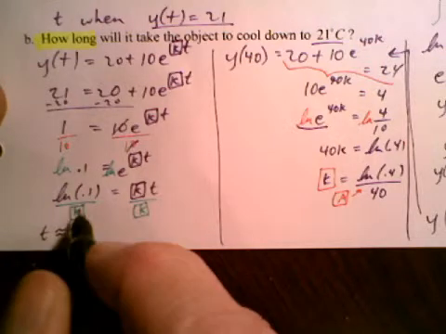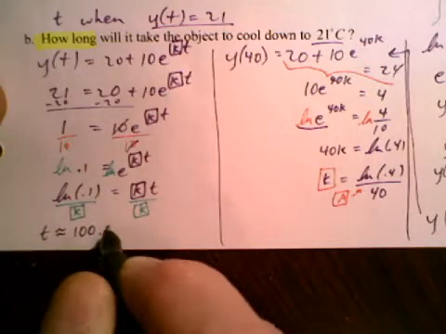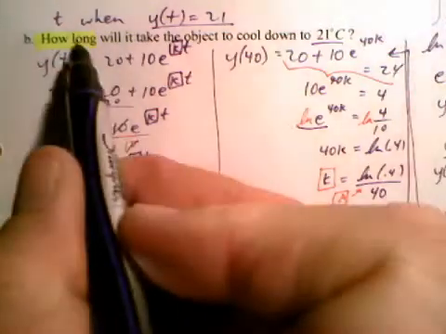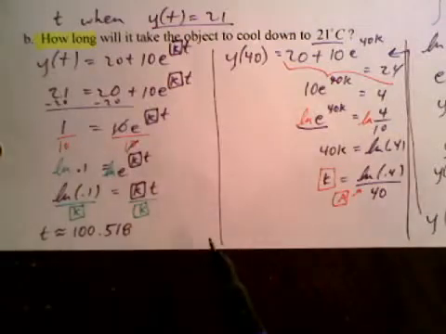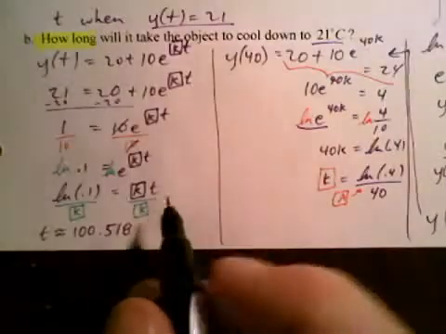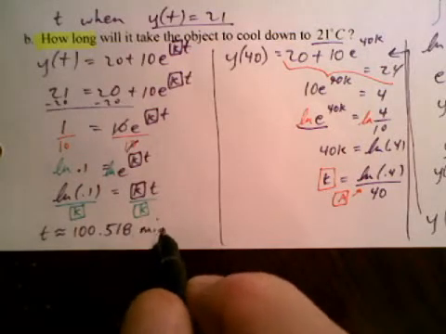So t is approximately equal to 100.518. And what is that? How long? Don't put degrees Celsius, I've seen that before. This is in minutes because that's what all of the units have been given in. So this would be minutes.